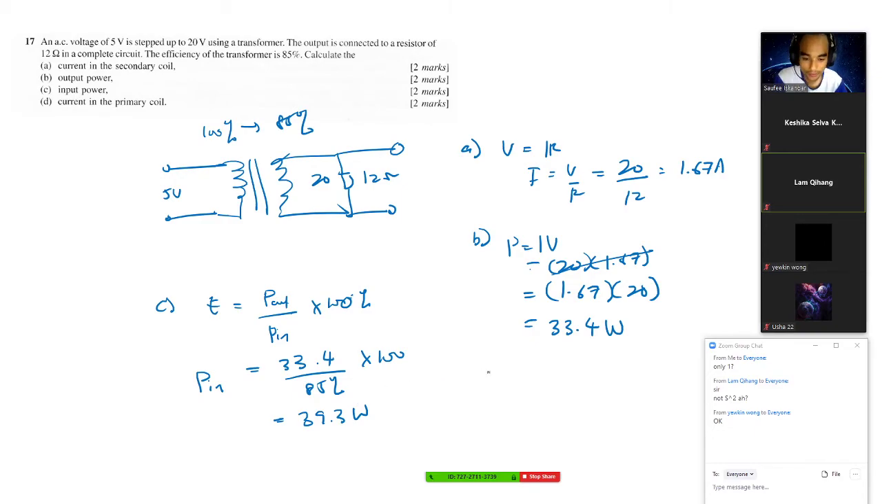Okay, so for D, current in primary coil. So I equals to P over V. Okay, P equals IV, so equals to 39.3 divided by 5. So we have 7.86 ampere. Okay, so that will be the answer. Actually, it's not very hard for question number 17. You are always using back P equals IV and V equals to IR. Okay, any question? Question number 17.